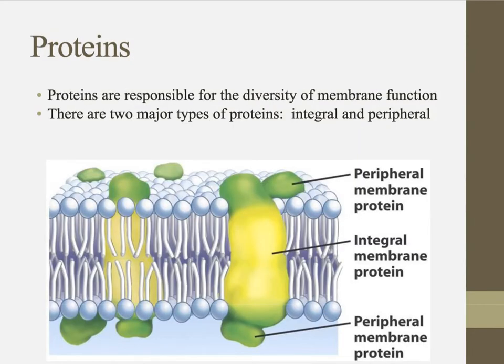Okay, so another component of the cell membrane are the proteins. We've got two major types, integral proteins and peripheral proteins. And that just tells us, do they span one side of the cell membrane or both?